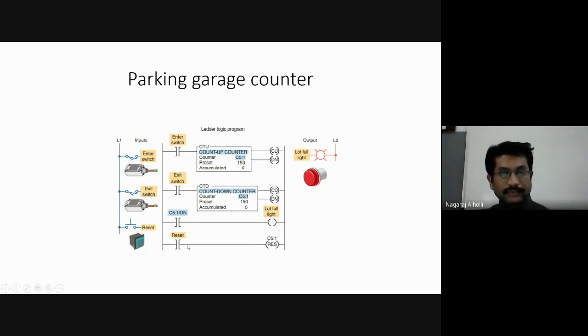Okay. Suppose in between, if you want to reset the value, you have to press this reset switch. As we press the reset switch, the reset coil C5:1 is energized, and whatever count value is there in the up counter or the down counter is reset to 0. That means we can reset the value in the accumulator to 0 by pressing this reset switch.